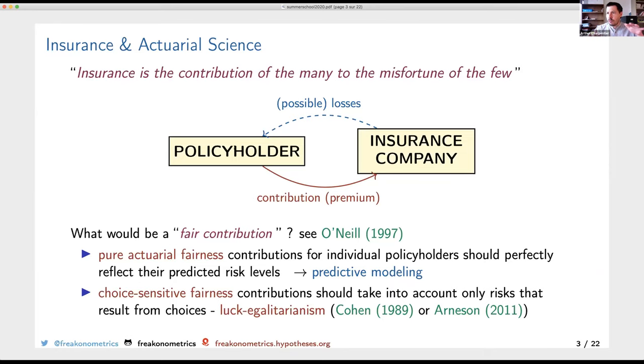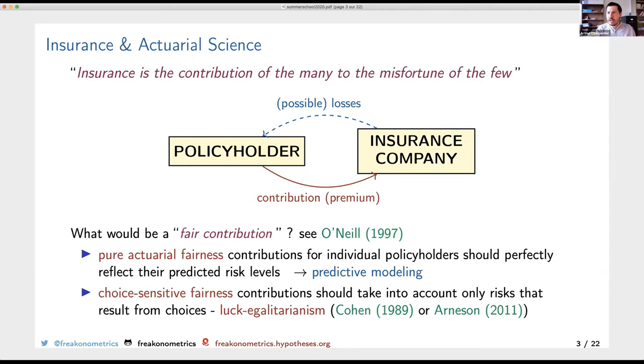I'm going to talk about related stuff, because it's not only about pricing. There's a lot of things going on in insurance, but pricing is clearly a big issue in insurance. Now we need to discuss what this contribution should be. We're going to talk about statistics, but there's also a lot to do with economics, because it has to be fair.